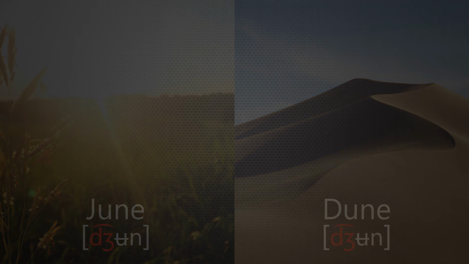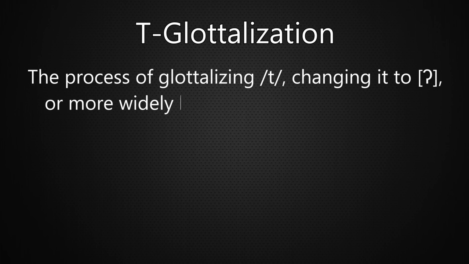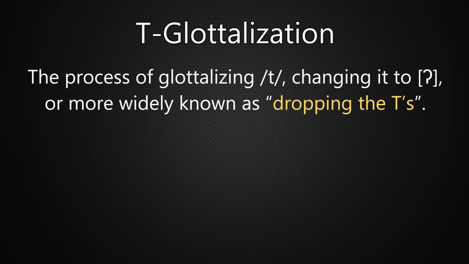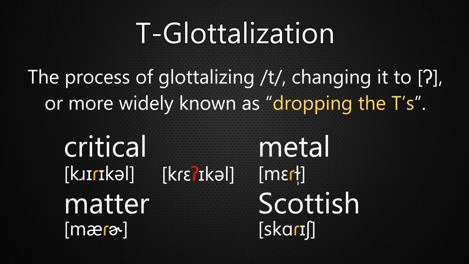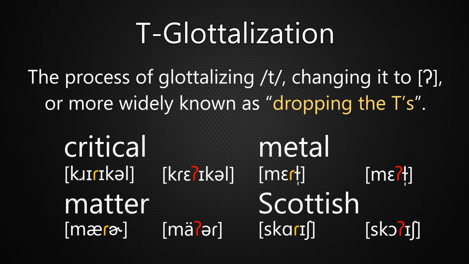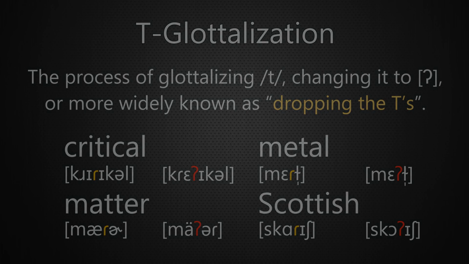Anyway, that's not the only change happening to the consonants. As it is with many dialects of British English, T's after vowels and at the end of words are dropped frequently. Mix that with the phonological roots of Kmac's dialect, and critical, metal, matter, and Scottish turn into critical, metal, matter, and Scottish. Now let's get to the most recognizable consonant in the Scottish dialect, the R sound.